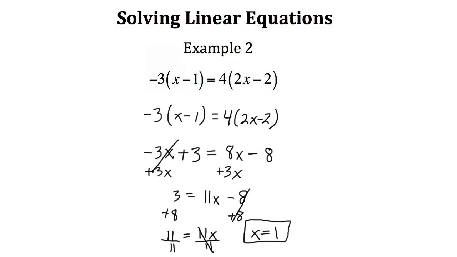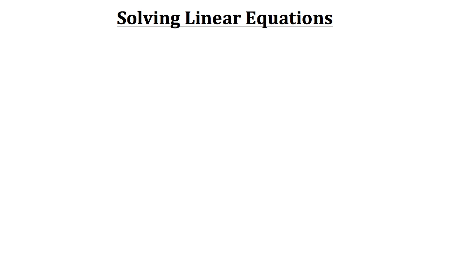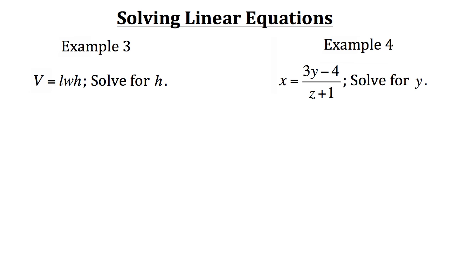Now let's look at a slightly different application for this. Sometimes when we have equations, we can't necessarily find an exact value, but we can still isolate a variable. So for example, here with number 3, we have the typical volume equation for a rectangular prism. Volume equals length times width times height. Now right now, this equation is solving for volume. So the volume, or the variable v, is being isolated.